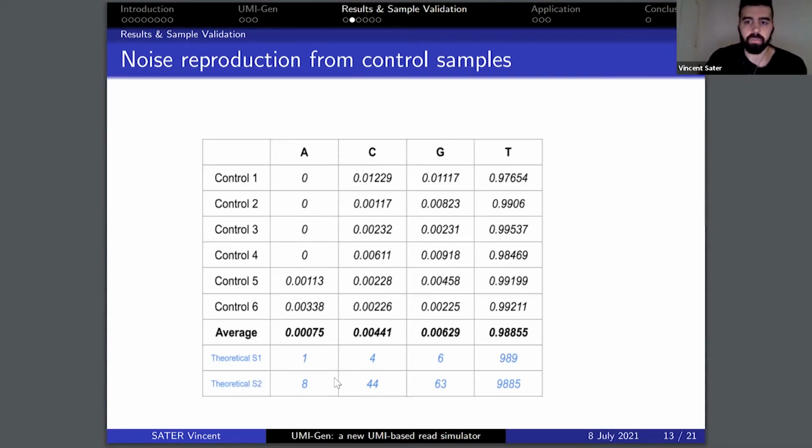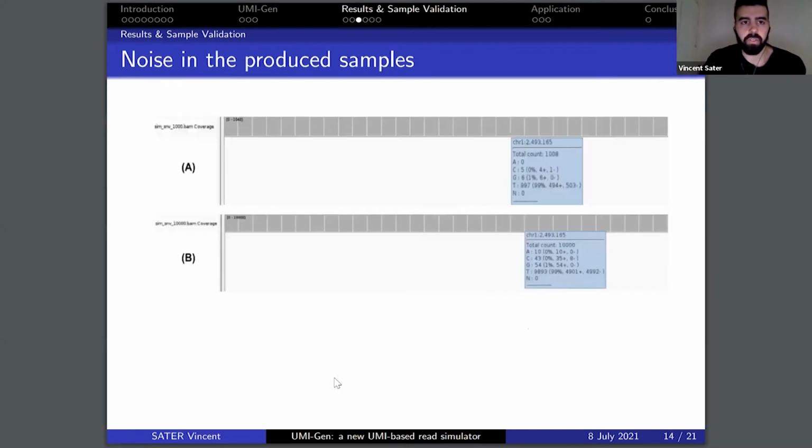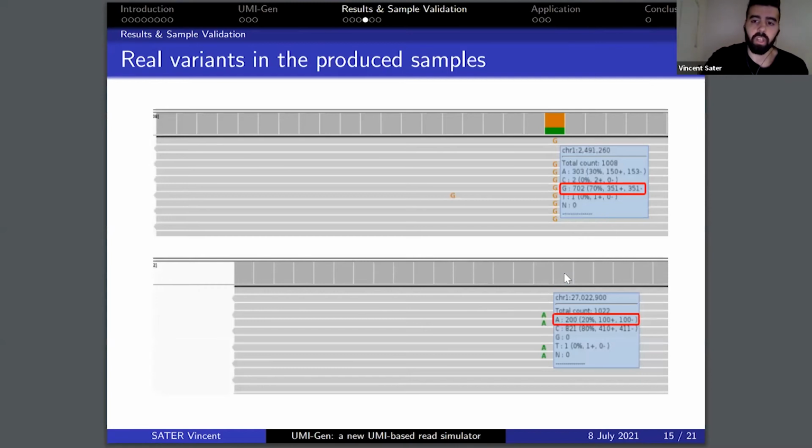Once the files are generated, we use the tool IGV to check if the noise is present in the final reads, and we found it in both samples at the expected position and frequency. We also used IGV to check if the variants inserted as true mutations were correctly inserted in the files, and we found all the variants at the correct frequencies on both samples.